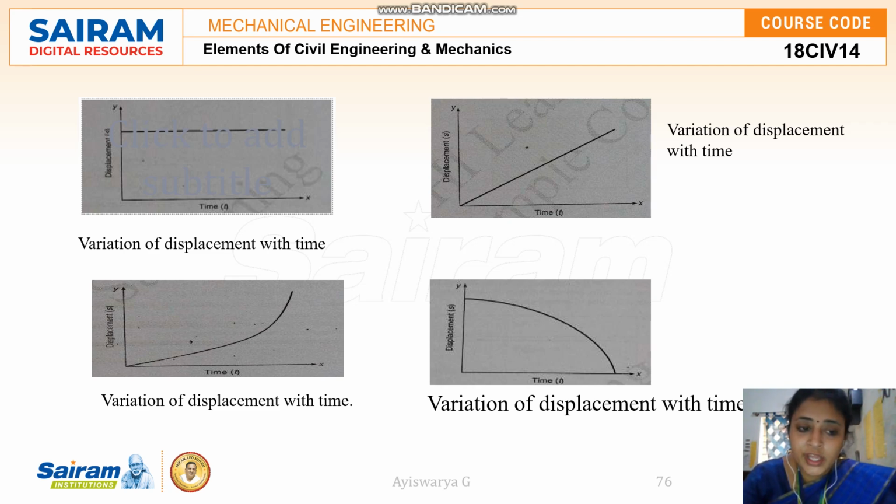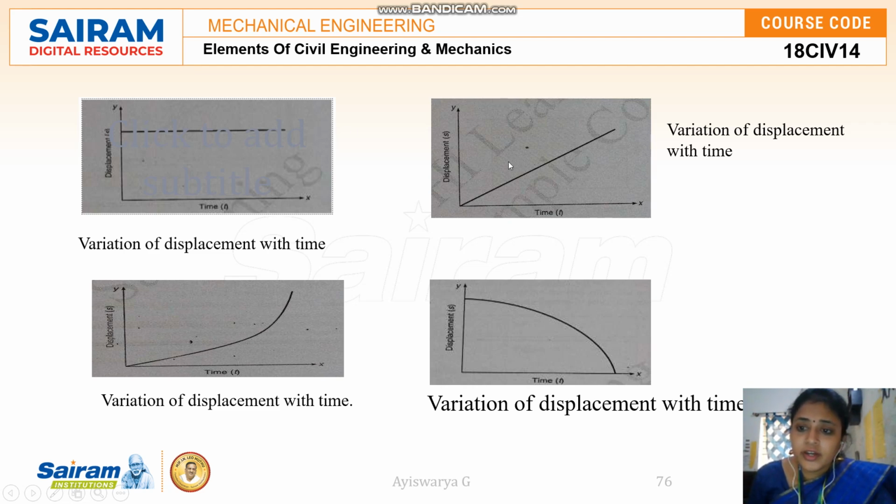Here I have a few graphs. The first graph is the variation of displacement with time. As you can see, there is a constant slope. Here the formula is S is equal to Vt, which is the calculation of displacement and time. When it has a uniform velocity, the initial velocity u is equal to 0. So S is equal to Vt, a constant velocity with respect to time. It is linear and the slope is along the same line.